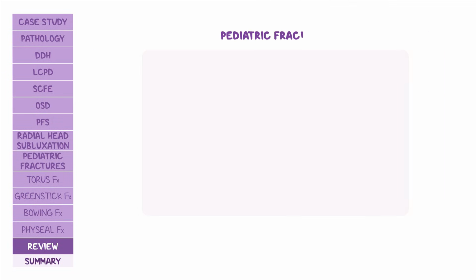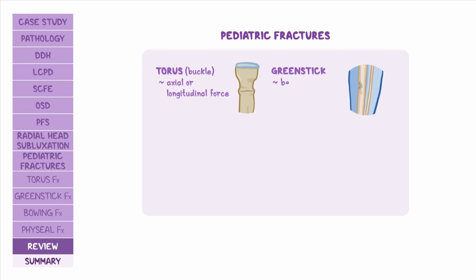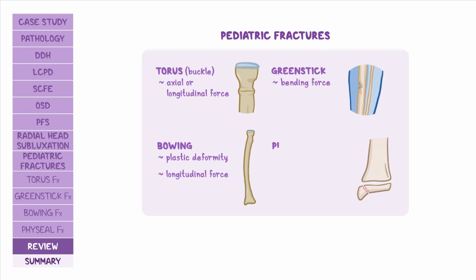Finally, pediatric fractures include torus or buckle fractures due to an axial or longitudinal force that breaks the compression side, greenstick fractures due to a bending force that breaks the tension, bowing fractures, also known as plastic deformity, due to a longitudinal force to the bone shaft that causes the bone to bend, and growth plate or physeal fractures, which can impair bone growth and lengthening, resulting in asymmetrical growth of the limbs and angular deformity.